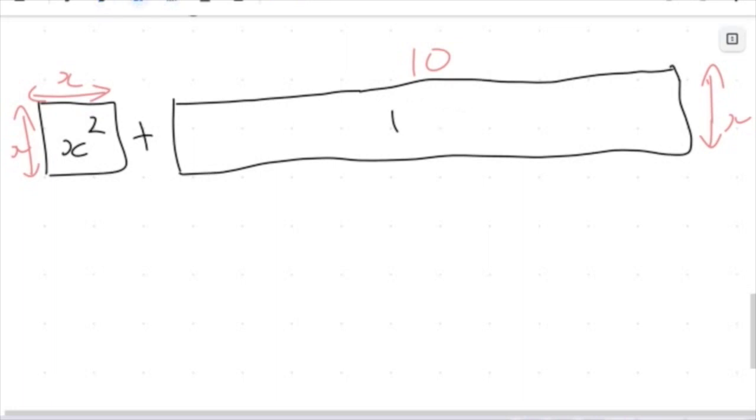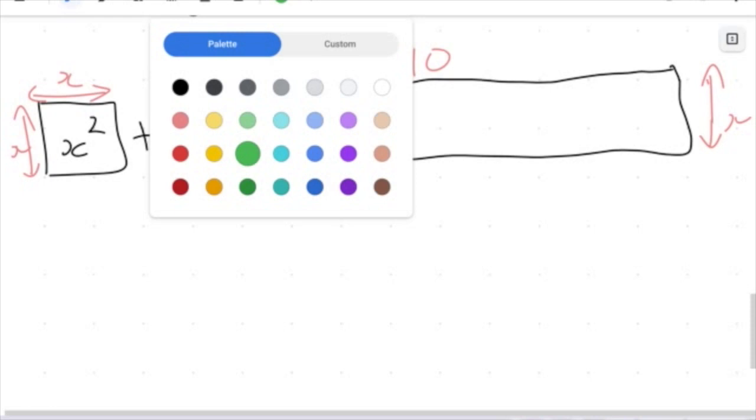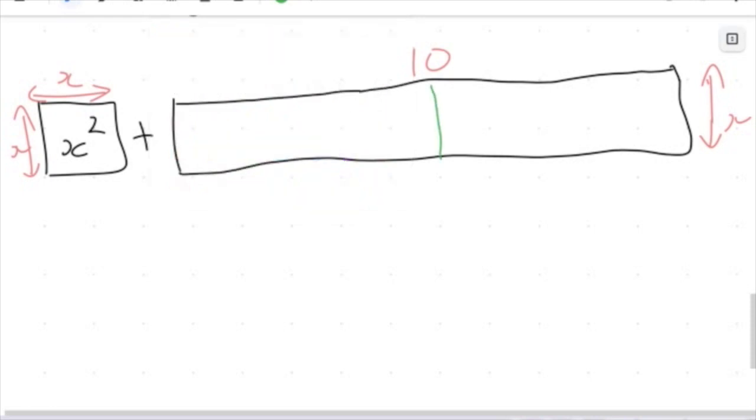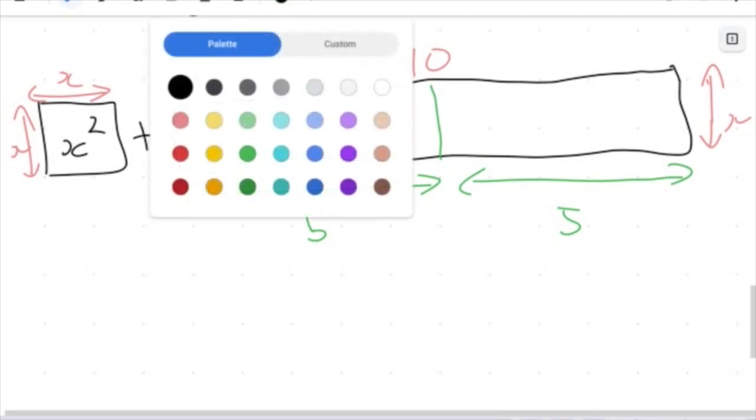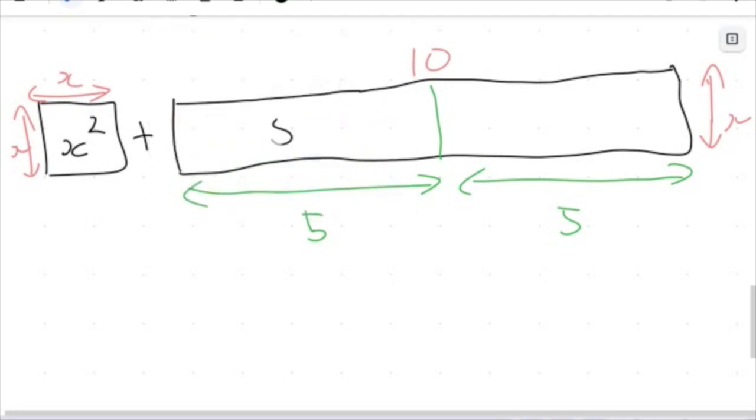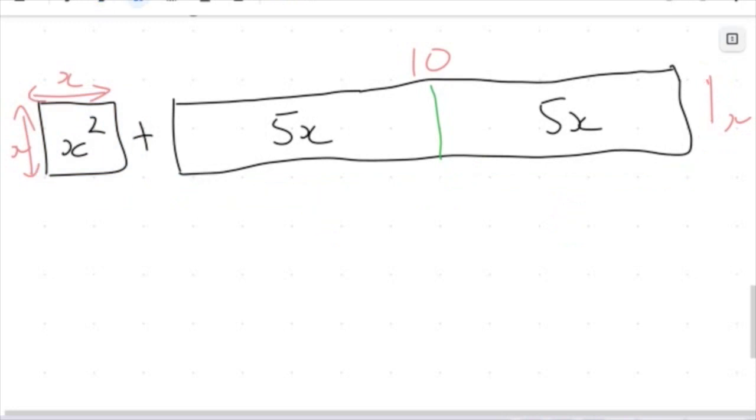So what I'm going to do is I'm going to cut this in half. And if I cut this area in half, well, this length here of 10 is going to get halved to give me 5. And I get a length of 5 here as well. And my x remains the same. So I have an area here of 5x and 5x. And I'm going to cut and paste these things to my square over here. All right, so let's redraw these. See what we get.